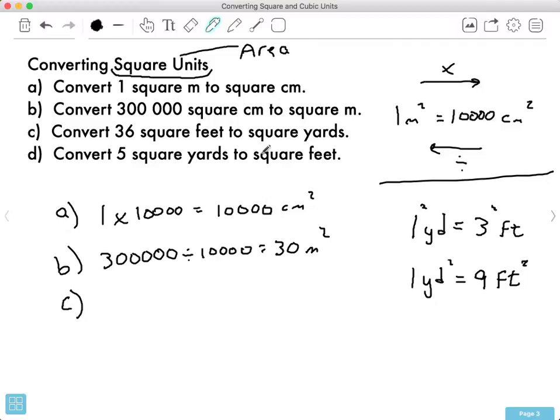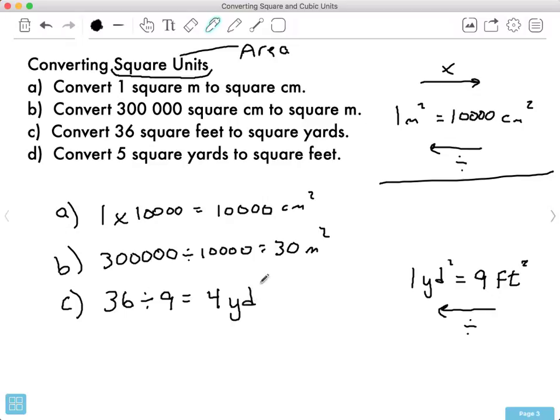So if I'm dealing with square units, again, I don't want to use my original conversion statement. I want to use the one for square units. Let's try these. Convert 36 square feet to square yards. If I'm going from the smaller unit to the bigger unit, I want to divide. So I would take 36 square feet divided by the conversion factor of 9, which would leave me with 4. 36 square feet is 4 square yards.